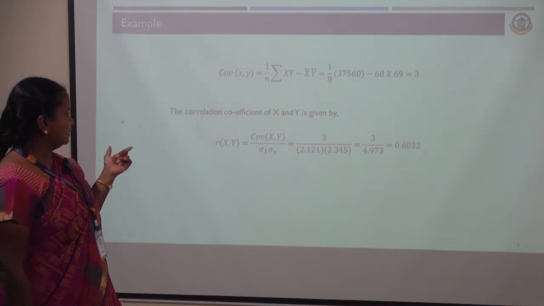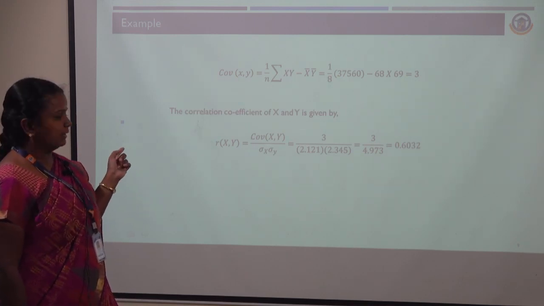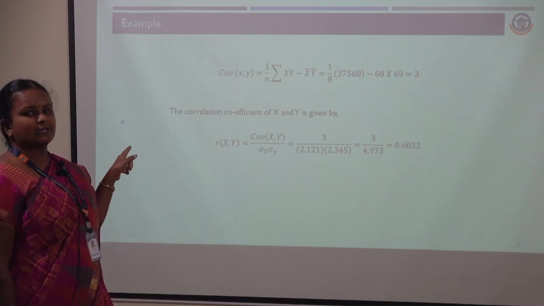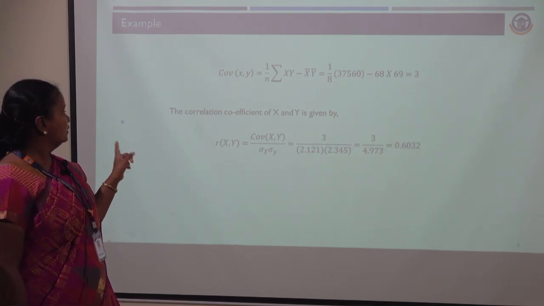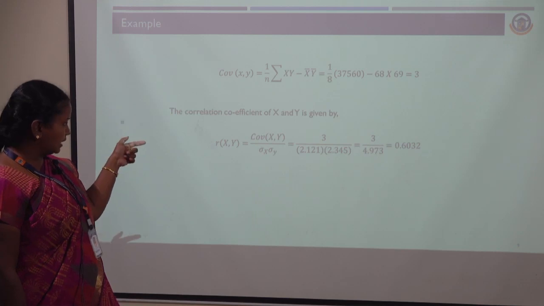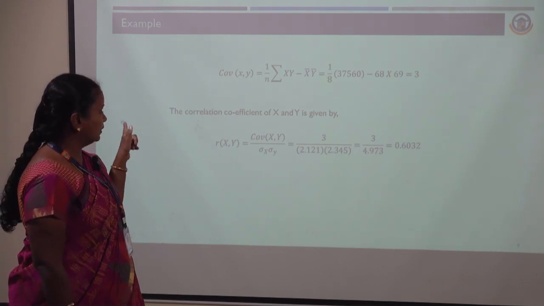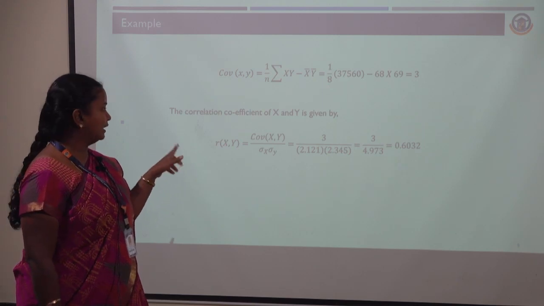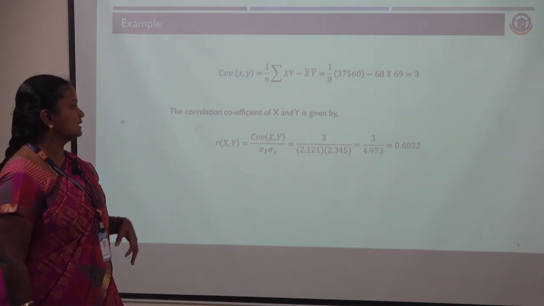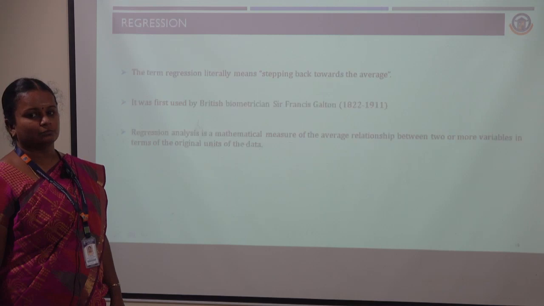Correlation coefficient of x and y is given by R of x comma y equals covariance of x comma y divided by sigma x into sigma y. Covariance of x comma y is 3. Sigma x, already we calculated, is 2.121. Sigma y, already we calculated, is 2.345. Substituting here, we get the solution as 0.6032.